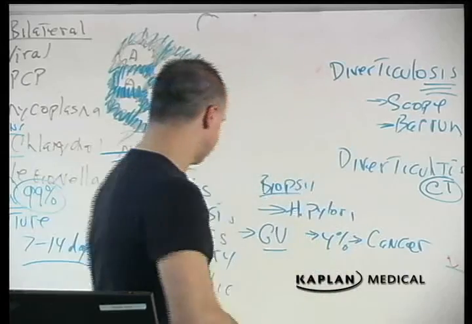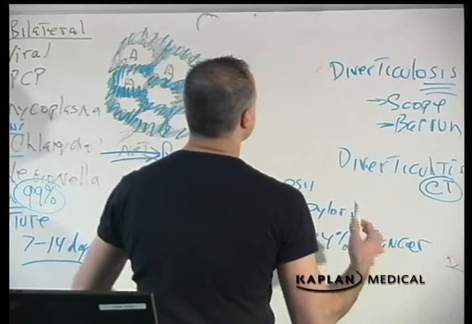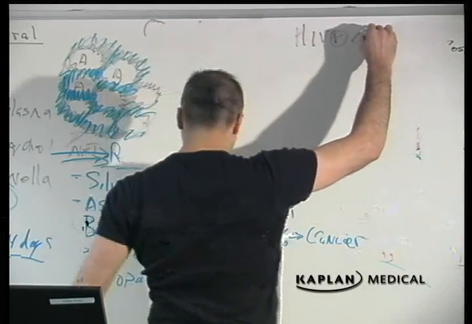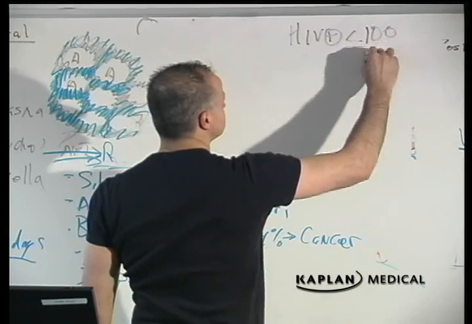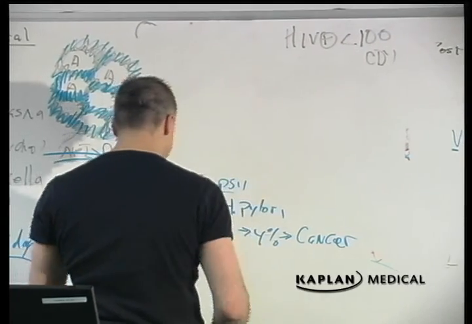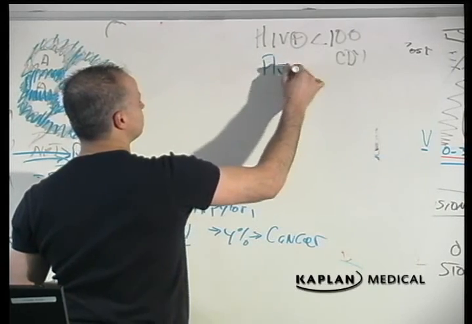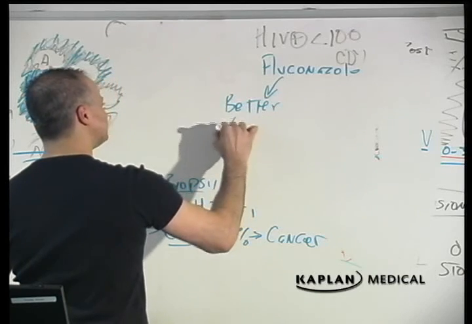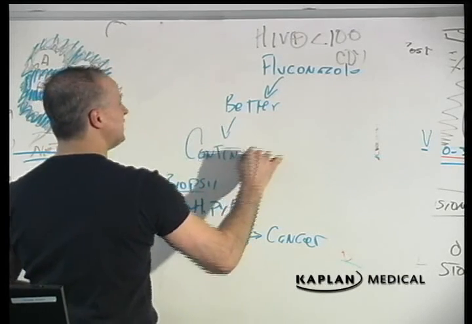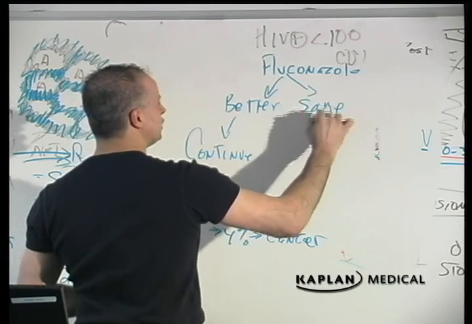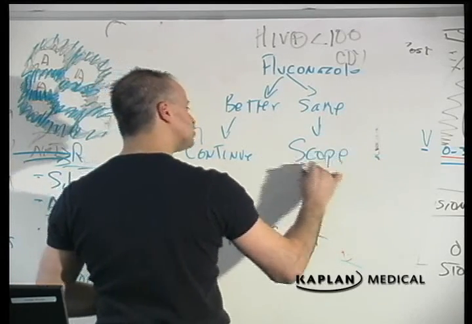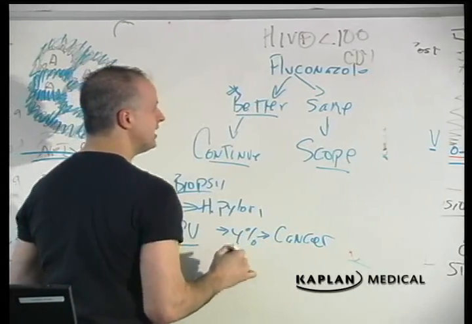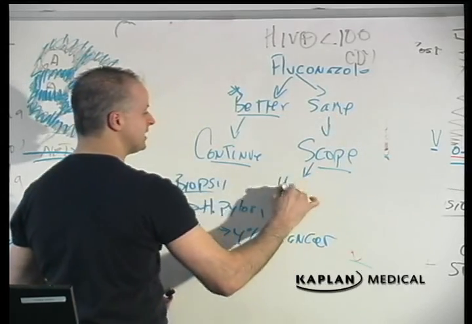If the person has esophagitis and it tells you that the person is an HIV positive person with less than 200 T cells, usually less than 100 T cells, then the next best step in the management of this patient is to give them fluconazole. And if the person is better, you just continue. And if the person is the same, then you should generally scope. Why scope? Because if it's Candida, it's going to get better for sure with the fluconazole. And if it doesn't get better, well, then maybe it's herpes.